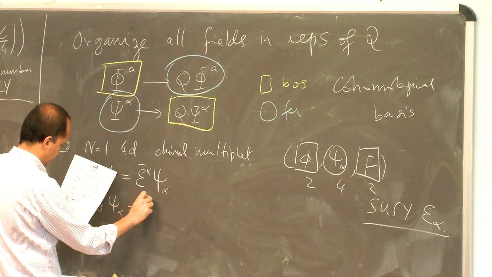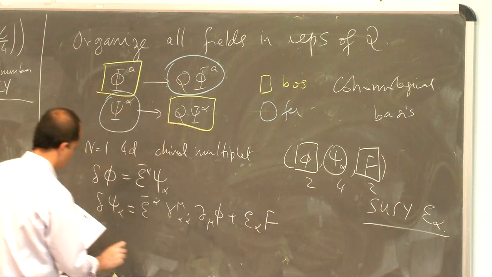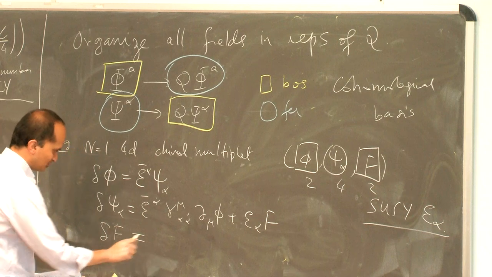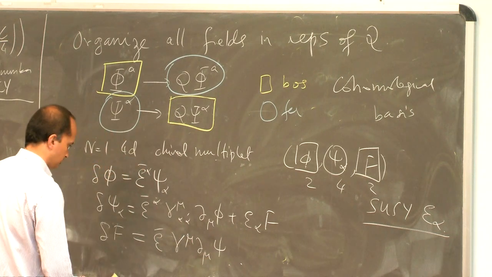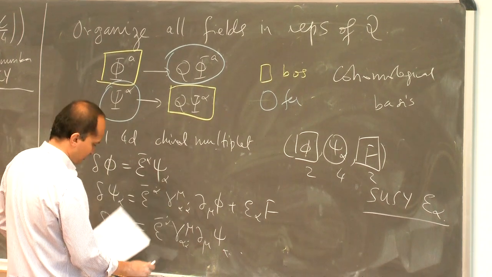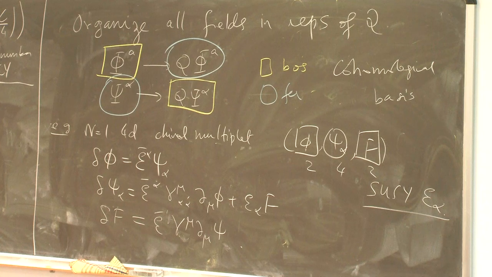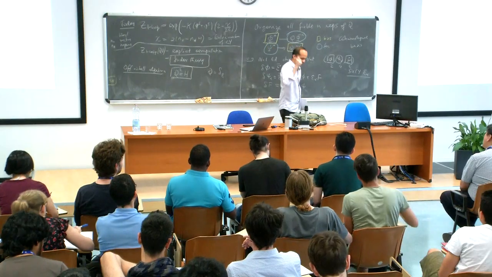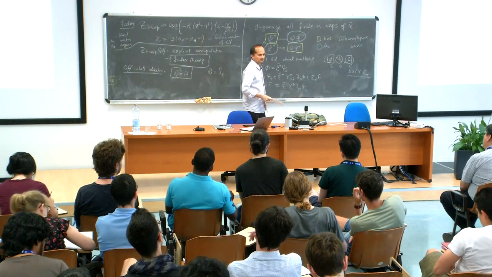Then delta psi alpha is epsilon bar alpha dot gamma mu alpha dot d mu phi plus epsilon alpha F. OK, I shouldn't look at the notes for this, clearly. Nobody should, but I will. Epsilon bar alpha dot. Let me not put the indices. So indices arrange themselves. Okay, so that's basic supersymmetry. And now, epsilon is really just a spinor. You just write down the Killing spinor. I'm not going to keep track of the anti-commuting. These are just fields, classical fields, if you want.